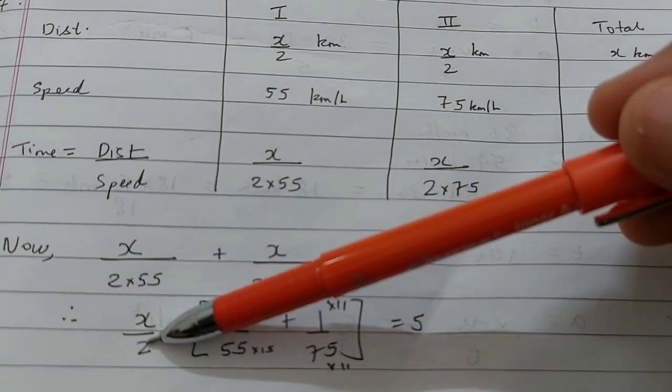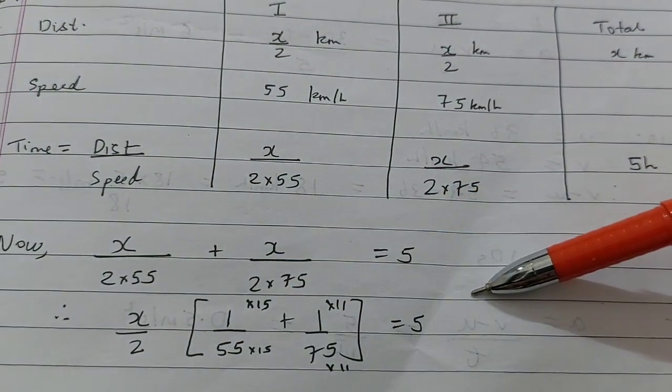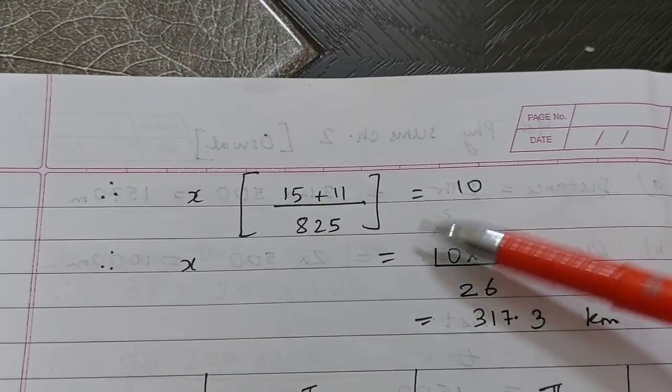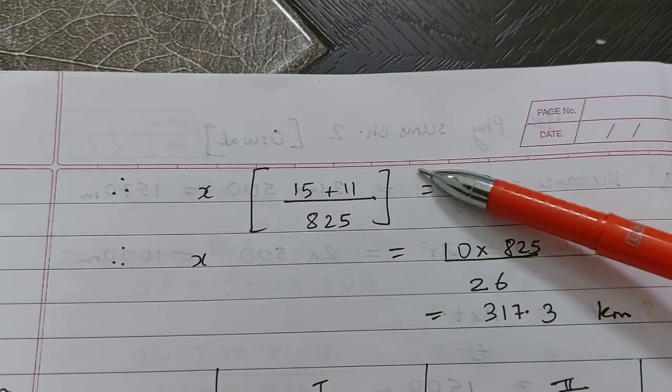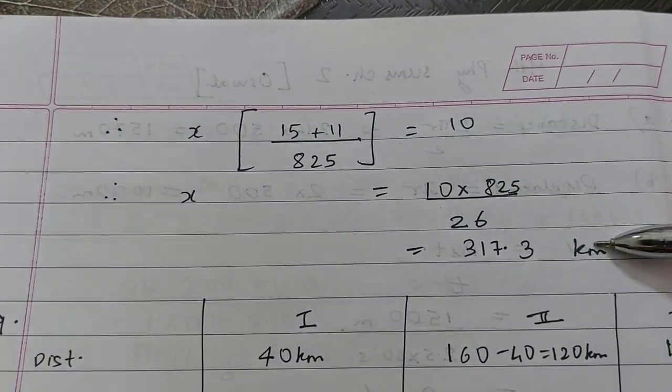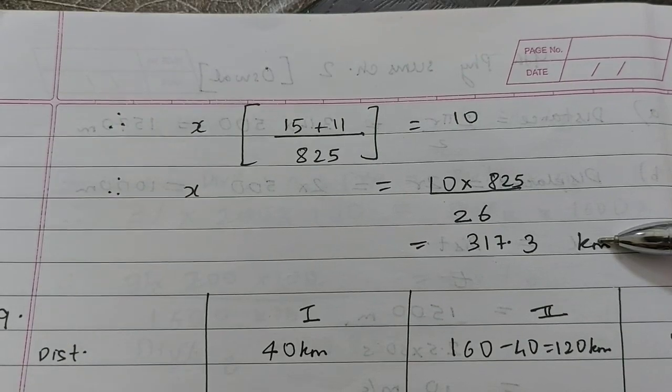Take x upon 2 common. Now this is just math. Here again you'll find the LCM, so that you can have a common denominator, 825. Cross multiply and get the answer of x as 317.3 kilometers. I suggest take a flight.